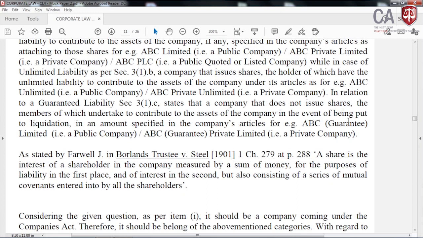As stated by Farwell J. in Boland's Trustee vs. Steele, which is an English case, a share is the interest of a shareholder in the company measured by a sum of money, like 10 rupees, for example, for the purposes of liability in the first place and of interest in the second. Liability on one side, interest on the other for the shareholder, but also consisting of a series of mutual covenants entered into by all the shareholders, their undertakings.